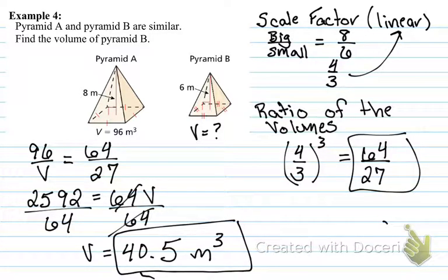Again, that's just using that, and this is from our previous section, our section on prisms, that the ratio of the volumes, again, is the scale factor cubed.